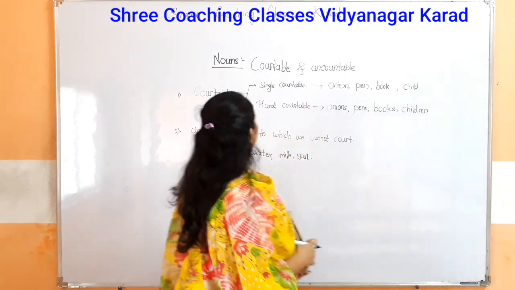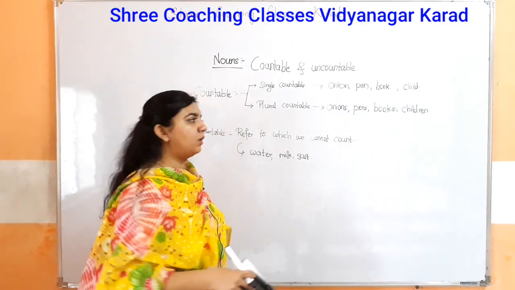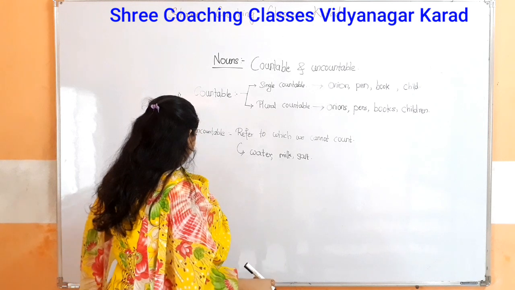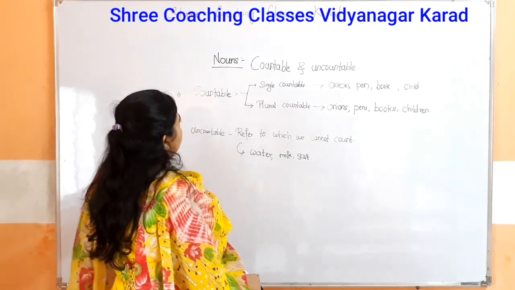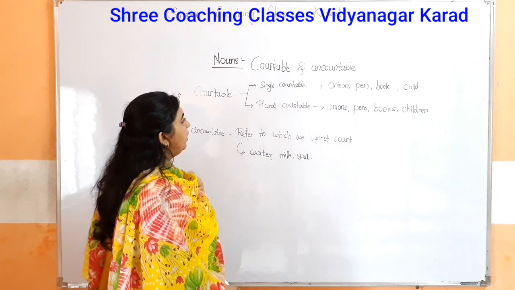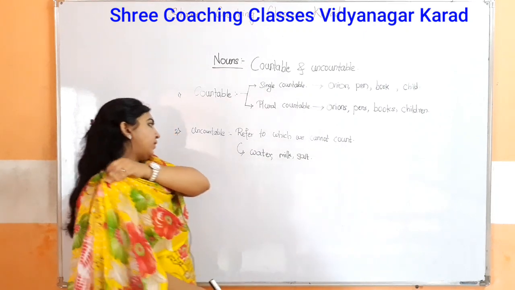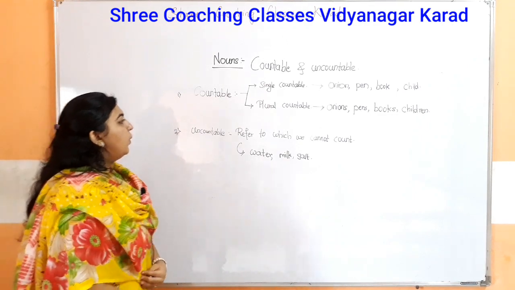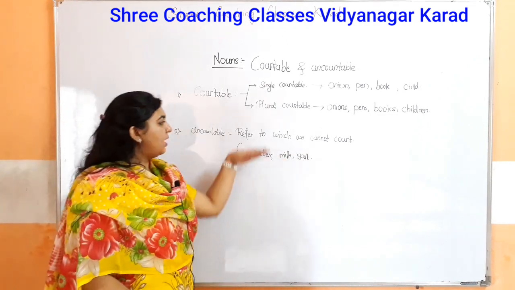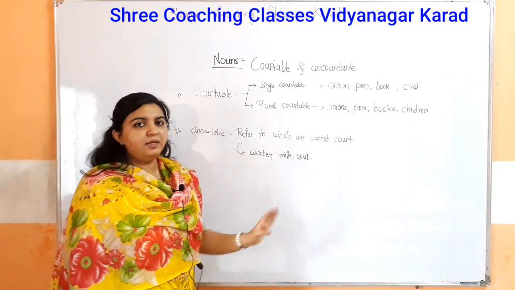Okay. So here we have studied what are the countable and what are the uncountable. The countable are divided into two types, that is single countable and plural countable, and the uncountable are the things which we cannot count, means they are limitless. Okay, examples are water, milk and salt.